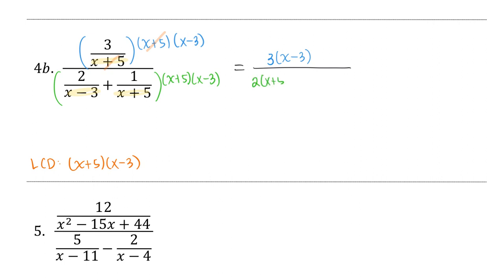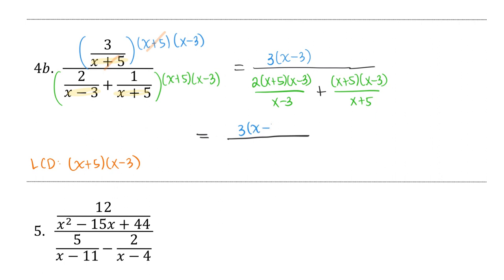So 2 times x plus 5 times x minus 3 over x minus 3 plus. Now I'm going to do 1 times x plus 5 times x plus 3. But I'm not really going to times it out because something's going to cancel because the whole thing is over x plus 5. Let's see what we have. I'm going to leave the numerator as 3x minus 3 because if I distribute it, I'm just going to refactor it, so let's not bother.